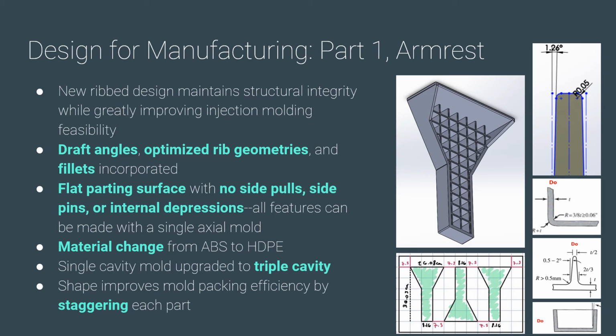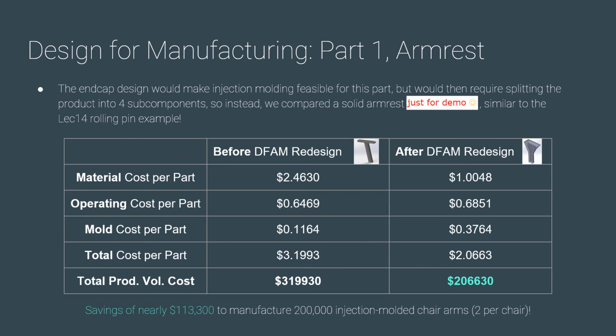Without side bowls, we can now use a triple cavity mold instead of a single one, and by organizing the arms in a staggered fashion, as shown in the green image below, we can be significantly more efficient about the mold area we use. When we run the numbers with the solid armrest design, just like the rolling pin example from lecture 14, the savings are evident.